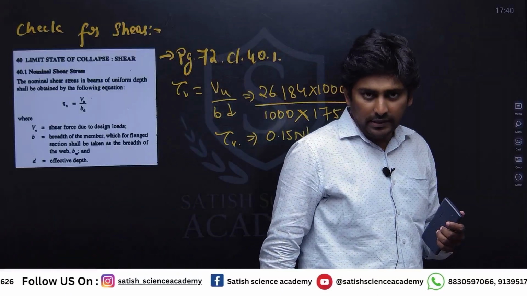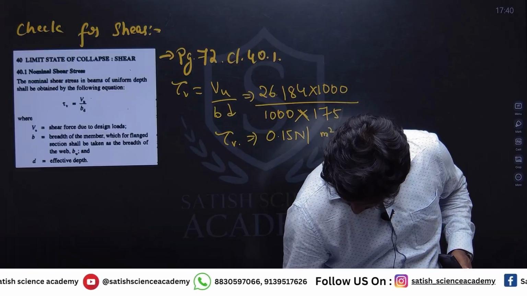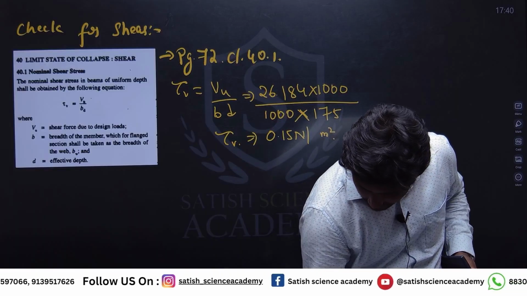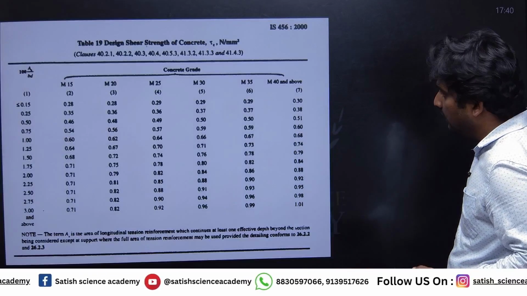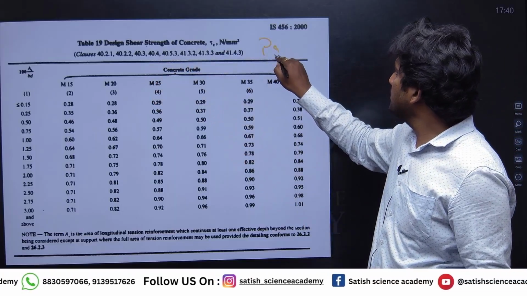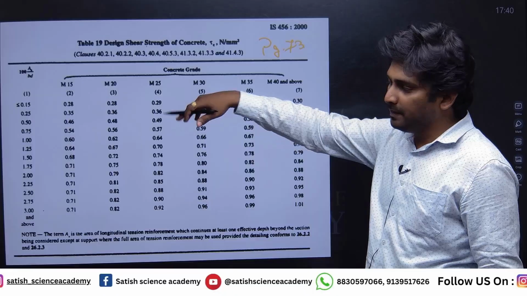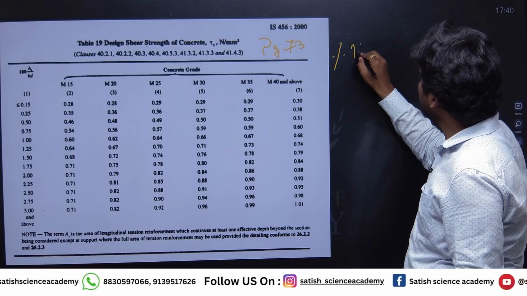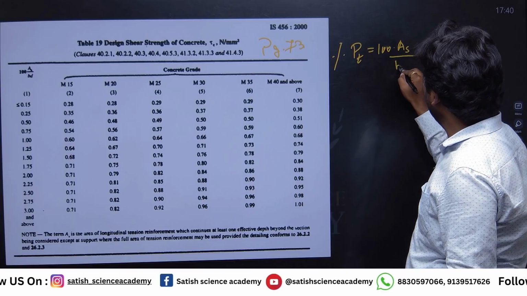So now you have to calculate the tau c value. Tau c is given on page number 73. This is page 73. Tau c you have to calculate. For that you have to calculate the percentage of steel, 100 As by bd. So percentage Pt of steel equal to 100 into As divided by b into d.